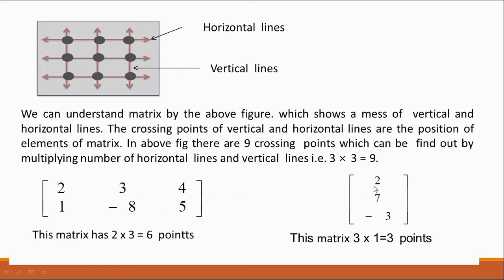Similarly, in this matrix you see that there are 3 rows. This is the first row, this is the second row, and this is the third row, and this is the 1 column. So there are 3 rows and 1 column. So 3 multiplied by 1 is equal to 3. So there are 3 points, meaning in this matrix there are 3 elements.